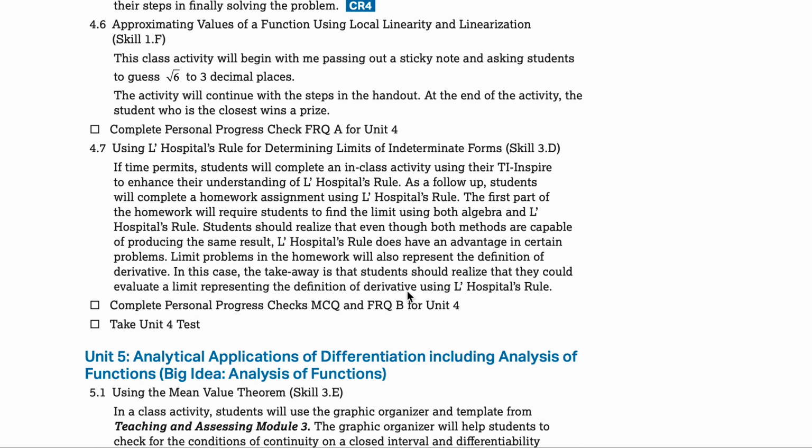You also are usually introduced to linearization at this point, which is a really useful strategy for estimation. Basically, you plot the tangent line, or not necessarily plot it, you could also just find its equation, and then you use it to estimate the function value at that point. So it's really commonly used, you can see here, to estimate square root values.